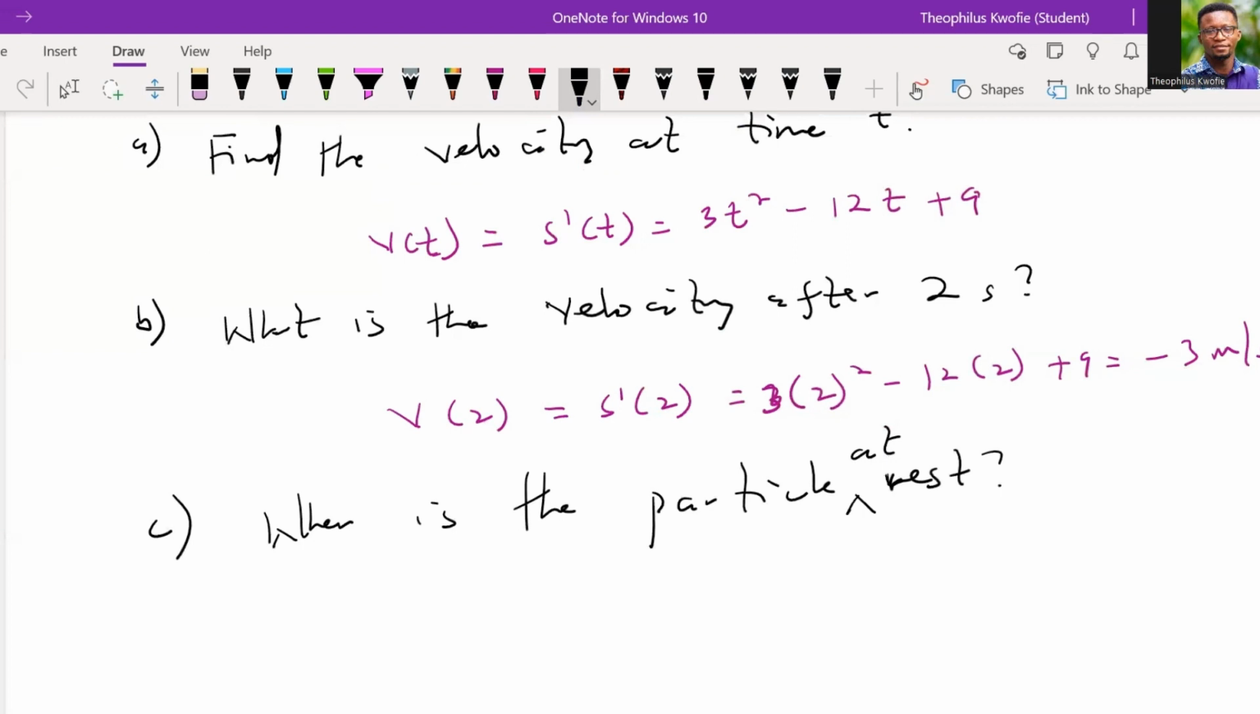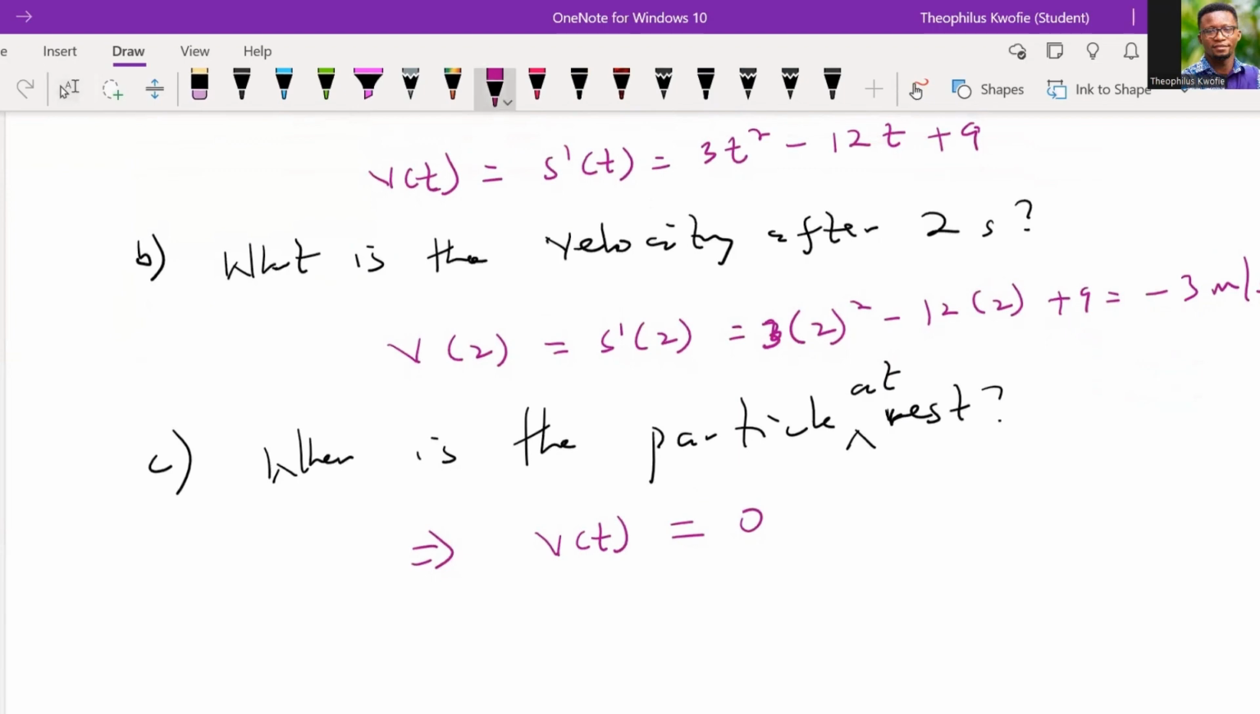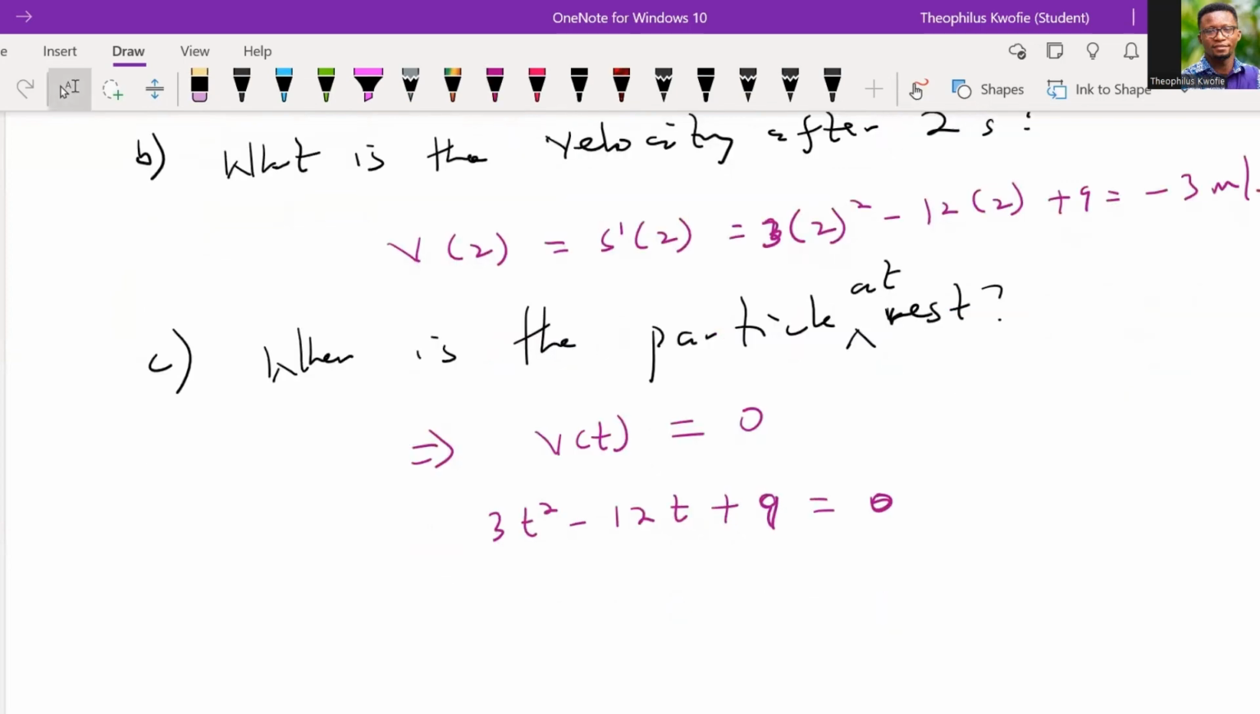Already we've been able to calculate our velocity. So it implies that v of t should be equal to 0. We already know our velocity to be 3t squared minus 12t plus 9. So we just set it to 0. How do we solve this?